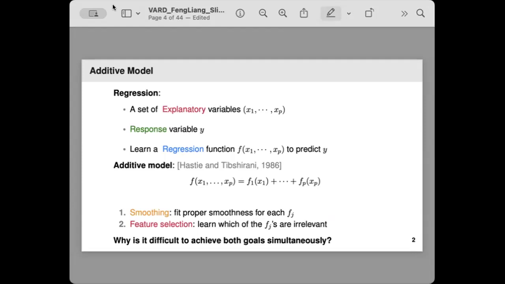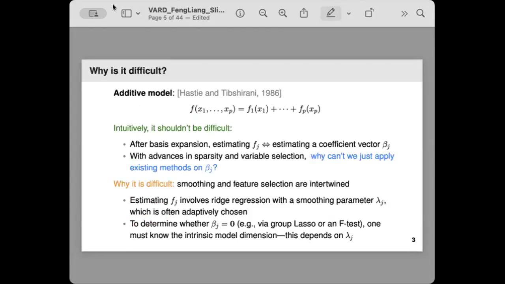So you may ask, why is it difficult to achieve those two goals simultaneously? Intuitively, this may not seem like a difficult task. After basis expansion, each fj becomes a linear combination of basis functions. So estimating fj reduces to estimating a vector of coefficients beta j. Given all the progress in variable selection and sparsity methods over the past few decades, it seems like we should be able to just apply those techniques directly to beta j, right?